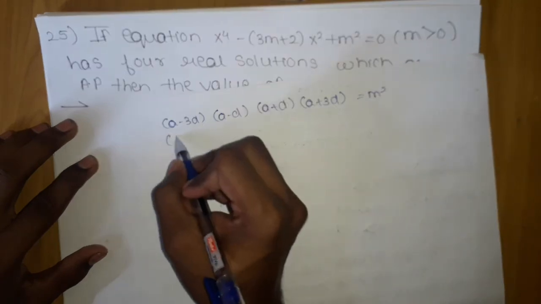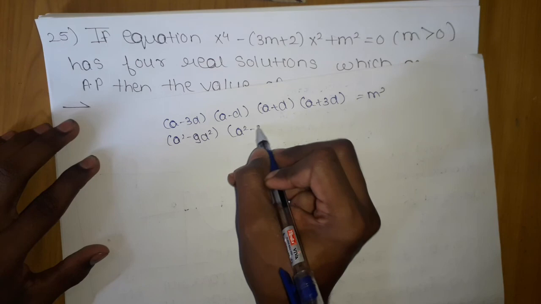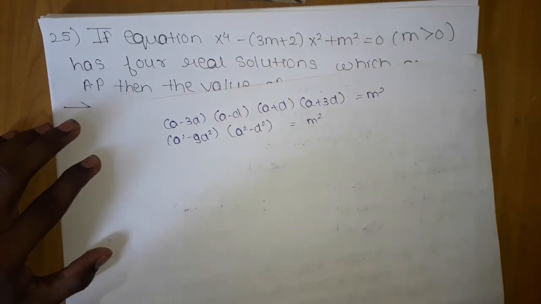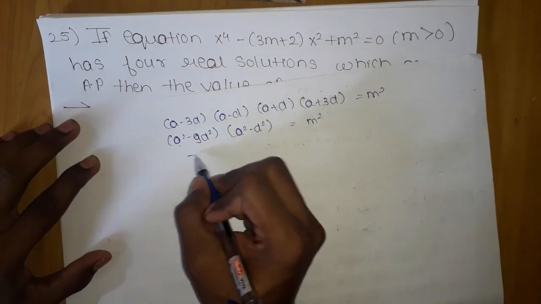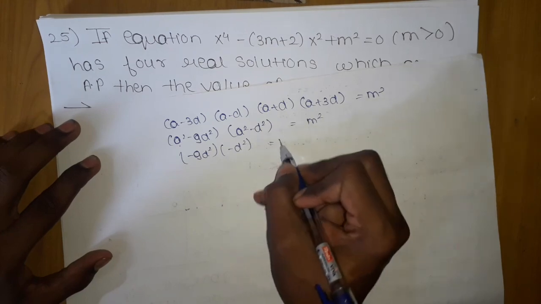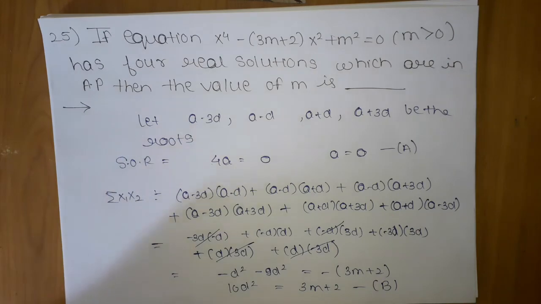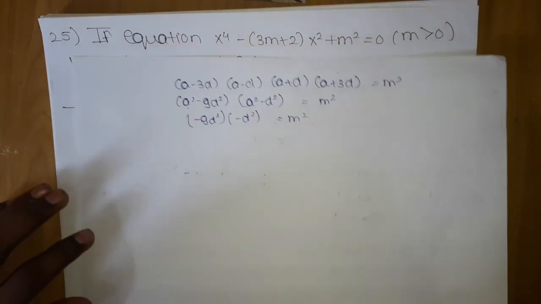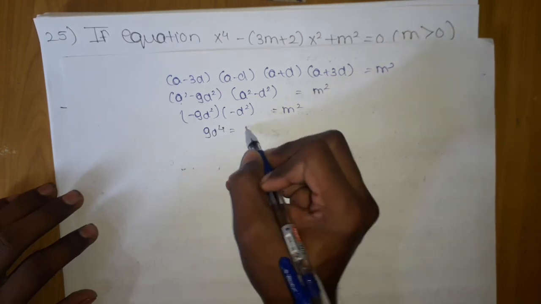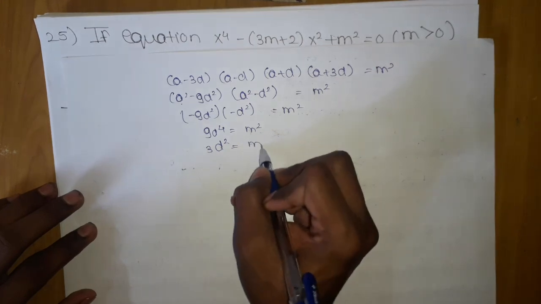If I apply it here, it will be a square minus 9d square into a square minus d square. This will reduce our job if you apply a square minus b square. Here a is 0, so minus 9d square into minus d square should be equal to m square. What we are getting now is 9d raised to 4 should be equal to m square, which will give me 3d square should be equal to m.